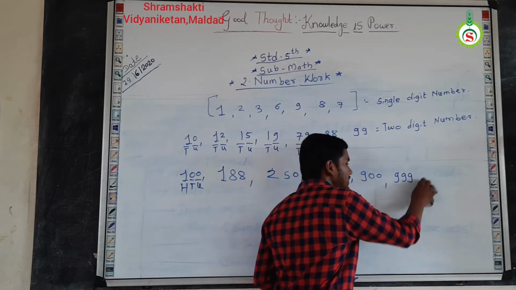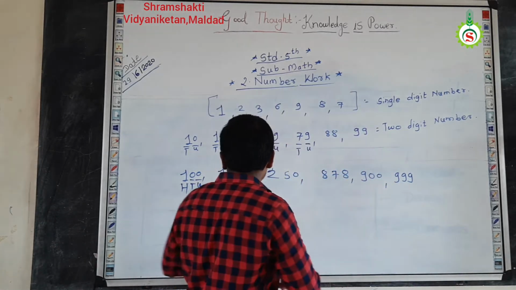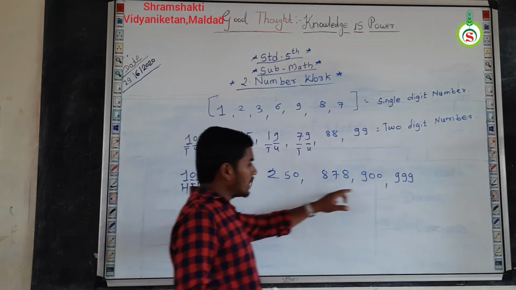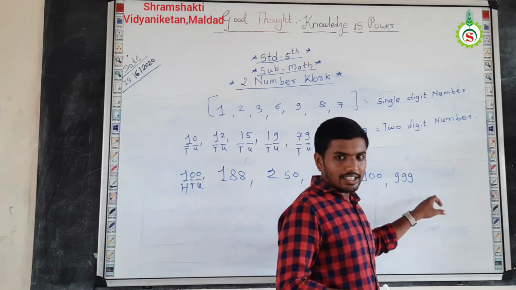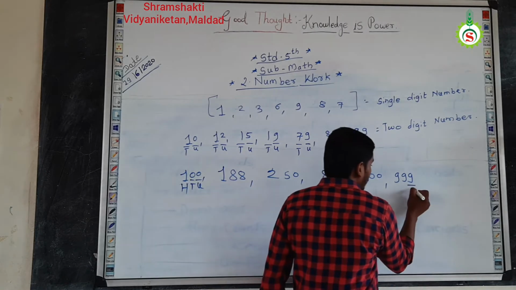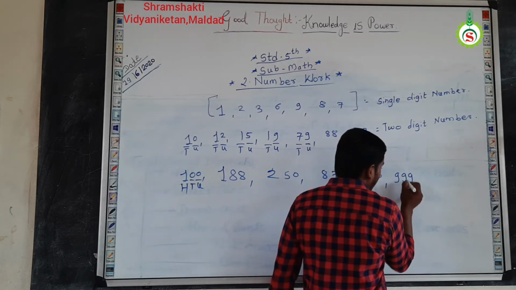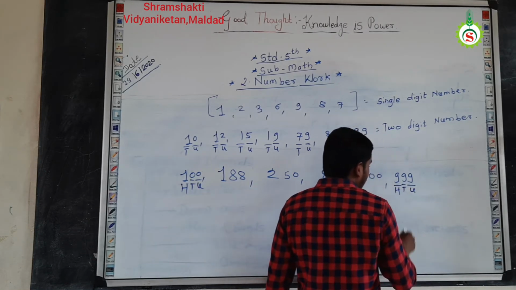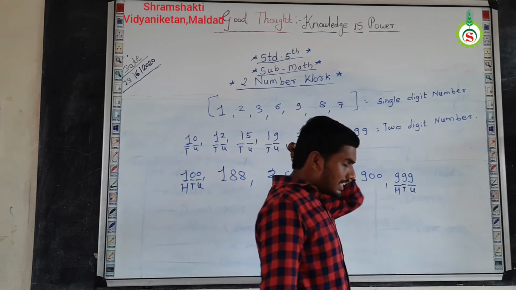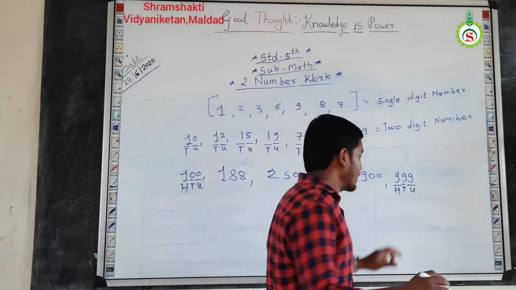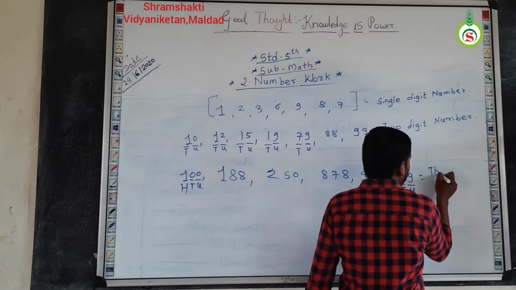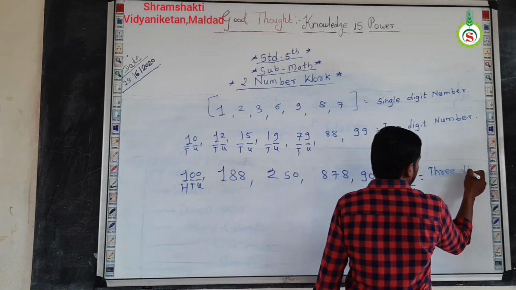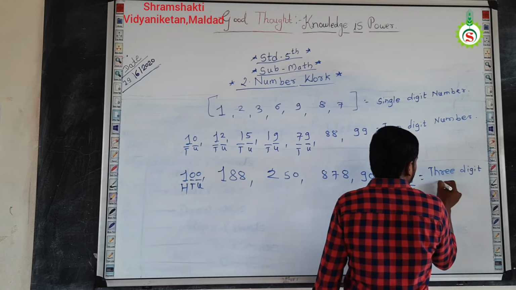So 3 digit numbers are from 100 to 999. Okay. So that 9 is unit place, that 9 is tens place, and that 9 is 100 place. So how many digits are there? 3 digits are there. That's why those numbers are called 3-digit numbers.